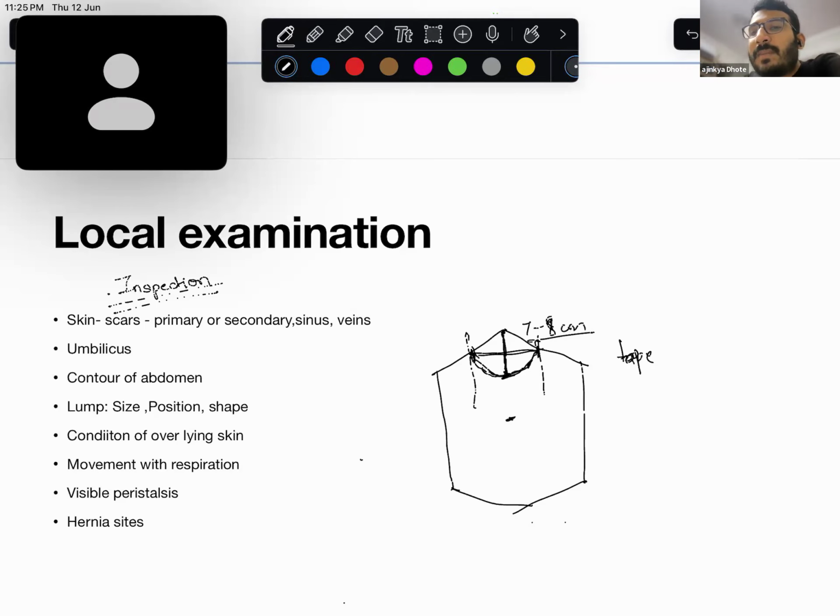Then comes your shape. More than the shape, the margins. Are the margins of the lump seen clearly? Only if seen. If not seen, you can just say that it's approximately this shape or this size, or the margins are seen irregular, or there's a depression in the margin, whatever.